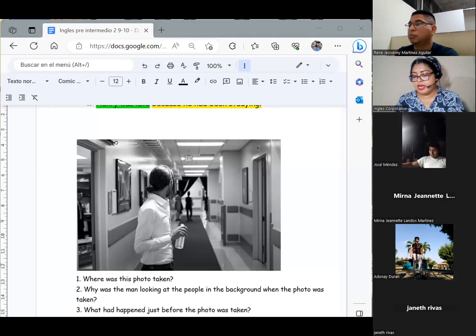We have another example. Tenemos otro ejemplo. And it says, he was seeing the people because there is the exit. Oh, está viendo a las personas porque ahí estaba la salida y él tal vez estaba buscando la salida. Very good.